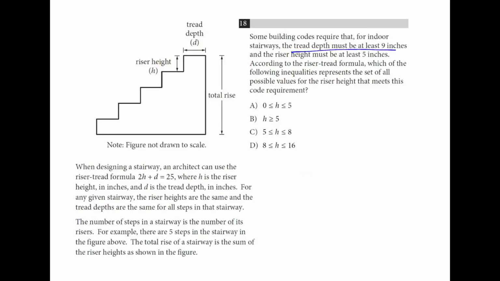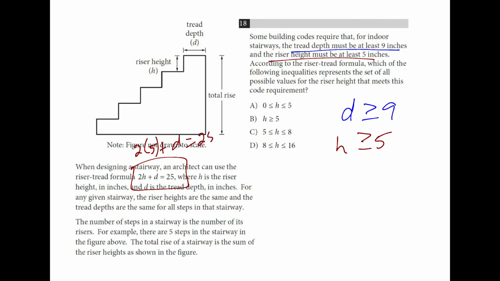So tread depths at least 9 inches, that's D, is greater than or equal to 9. Riser height at least 5 inches, that's H, greater than or equal to 5. And then there's a riser tread formula. And we are trying to solve for H, it looks like. So on one end of the spectrum, H is at the minimum, which is 5. So we see 2 times 5 plus D is equal to 25. And at that point, D is 15.